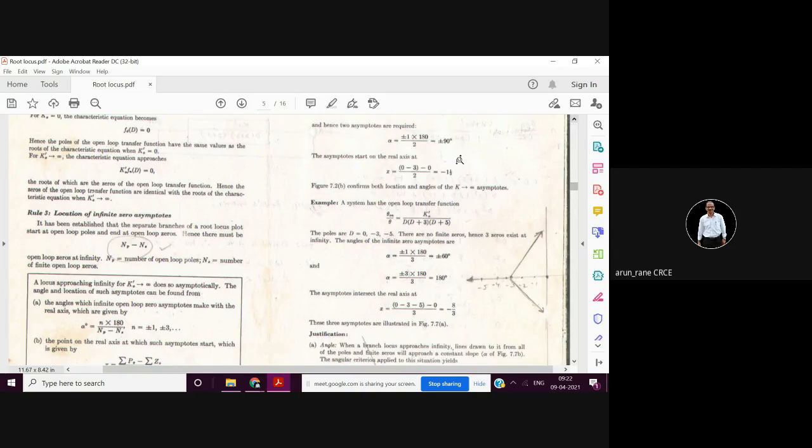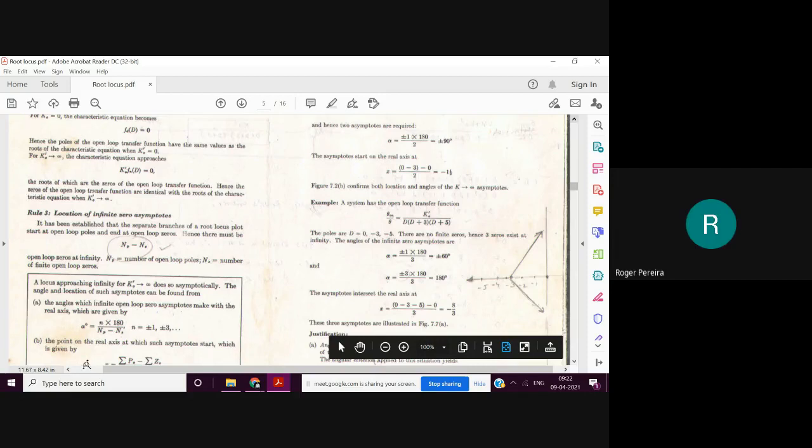Is this clear? Plus minus 90. Yes, sir. So plus minus 90 means one asymptote will go like this and another asymptote will go like this, one upward and one downward. Plus 90 and minus 90. Correct?